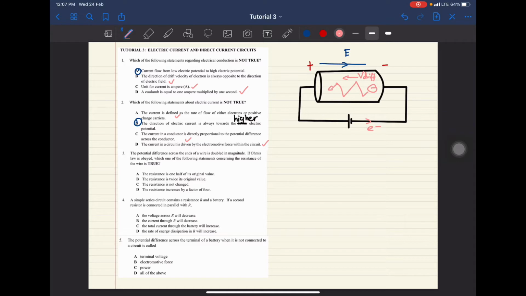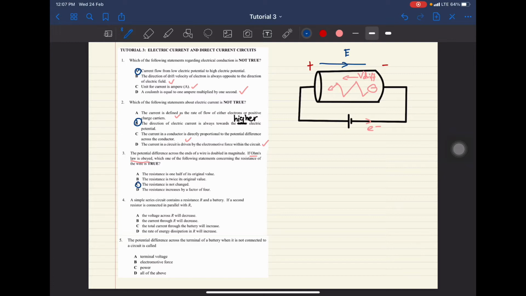Question number 3. The potential difference across the ends of a wire is doubled in magnitude. If Ohm's law is obeyed, it means the resistance does not change with respect to temperature, so it's a constant value. Which one of the following statements concerning the resistance of the wire is true? The resistance is not changed, so that is the answer.